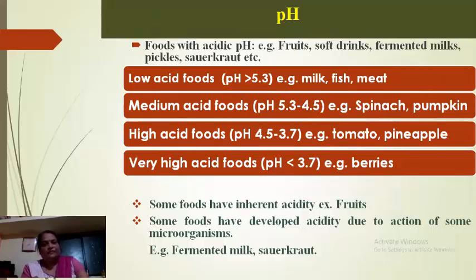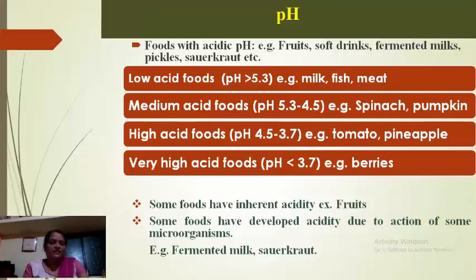Various foods have acidic pH. For example, fruits, soft drinks, fermented milks, pickles, sauerkraut. These are the examples of foods with acidic pH. Now, this acidity in the food is of two different types. Some foods have inherent acidity. For example, fruits, they have inherent acidity because of their composition.